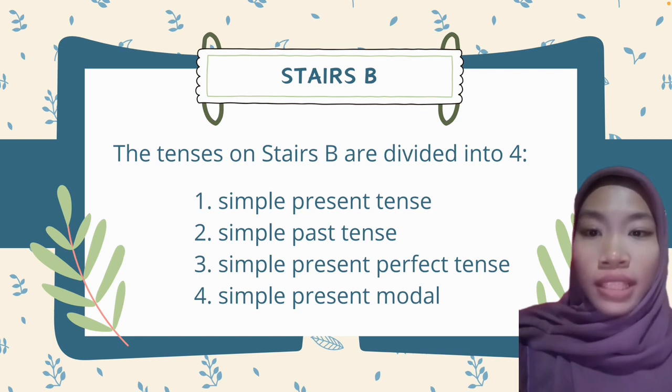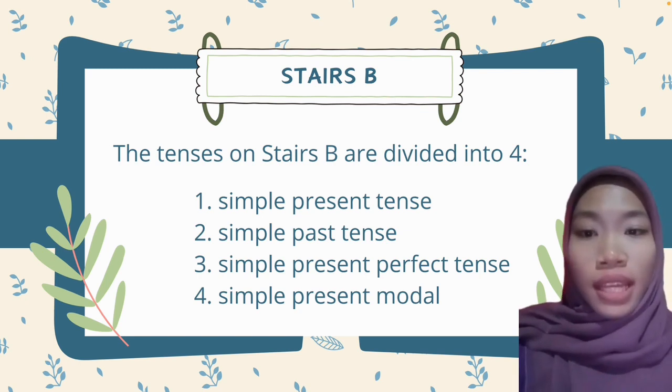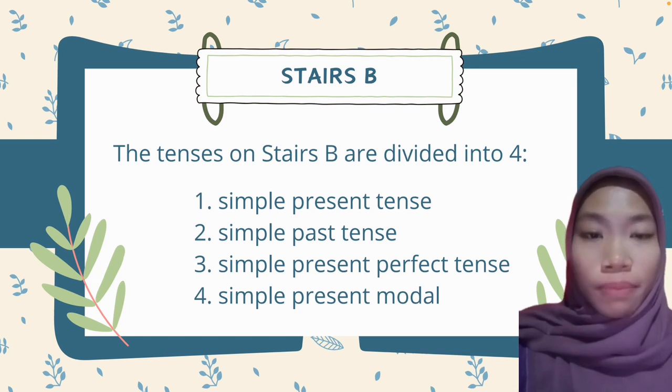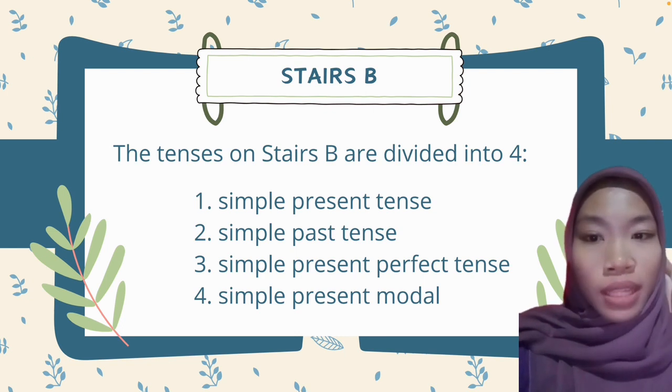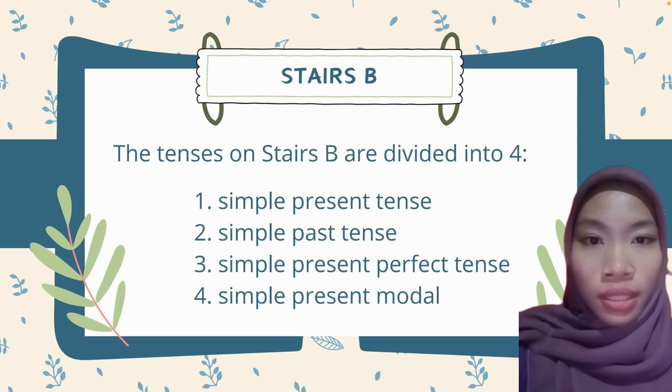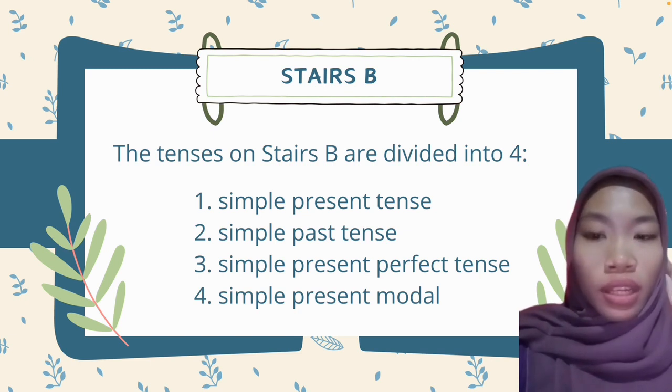Tenses in Stairs B are divided into four. First is simple present tense. Simple present tense is a form or construction of a sentence that expresses the current time. In addition, simple present tense is used to express facts, habits, or events that occur repeatedly.